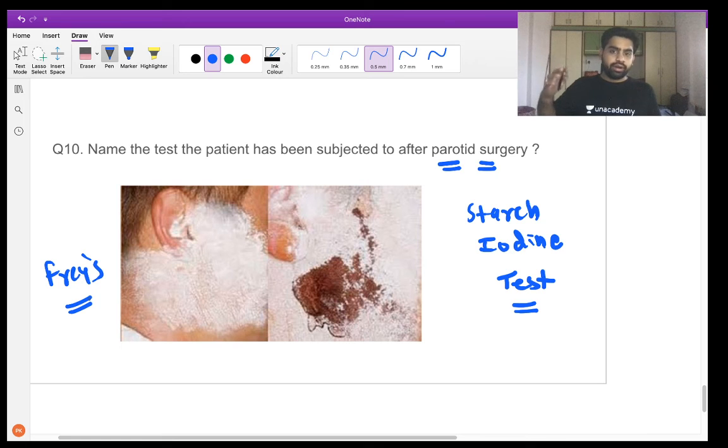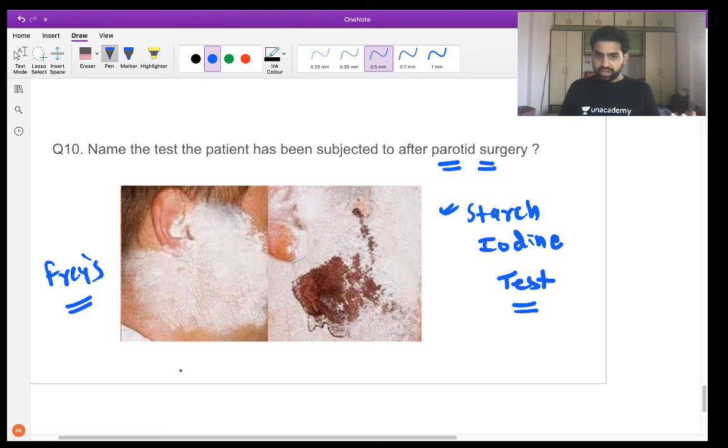Because of the aberrant communication between the parasympathetic fibers in the auriculotemporal nerve during the surgery of the parotid, there can be a cross innervation, and patients may come to you with sweating while they chew the food, and this is Frey syndrome. And the best test to diagnose it is a starch iodine test. Very good, guys.